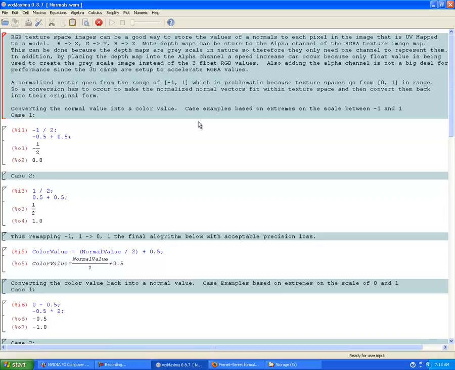DDS format, Targa format, it's a good one too. And then I'm trying to think, what was the other one?